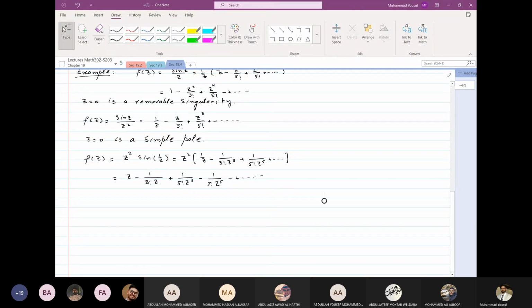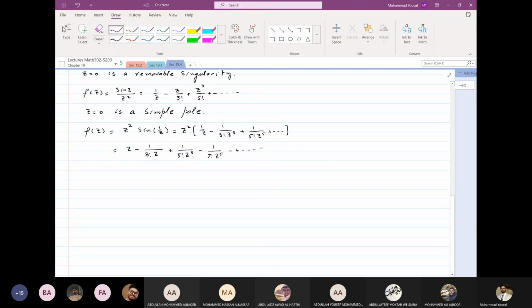Now you see the part which has z in the denominator, that is the principal part, is going up to infinity, and it has infinitely many terms. So in this case, z equal to 0 is an essential singularity.